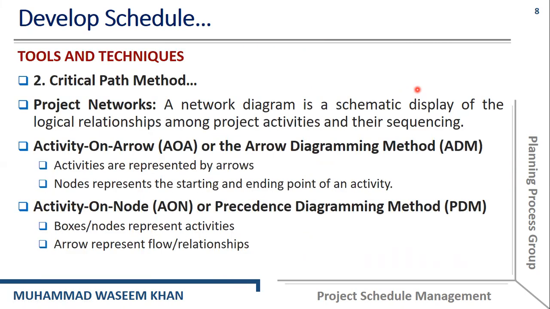Now, other things that we need to discuss in the critical path method is the project network. So, a network diagram is actually a schematic display of the logical relationship among the project activities and their sequencing. Okay, so we, as you know, that we have two different methods. That is activity on arrow, or we call it arrow diagramming method, ADM, and we have another technique that is activity on node, or we call precedence diagramming method, which is PDM.